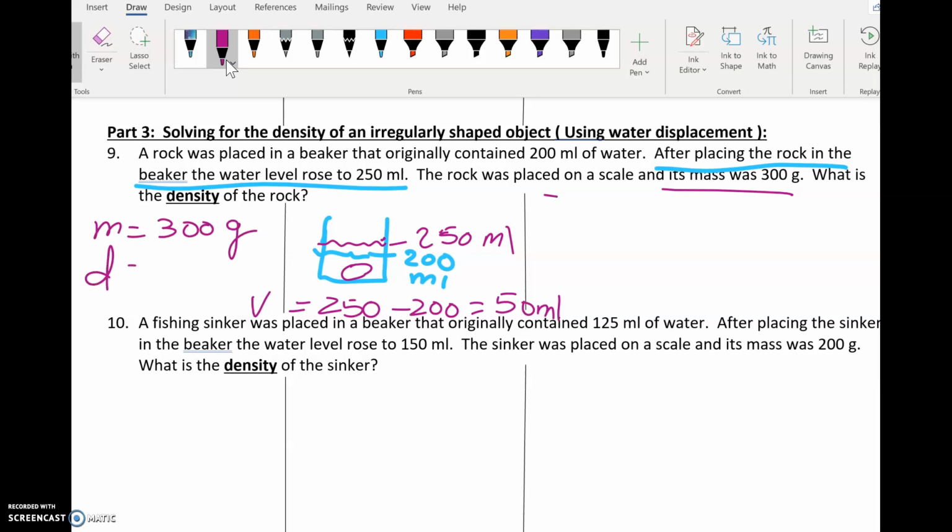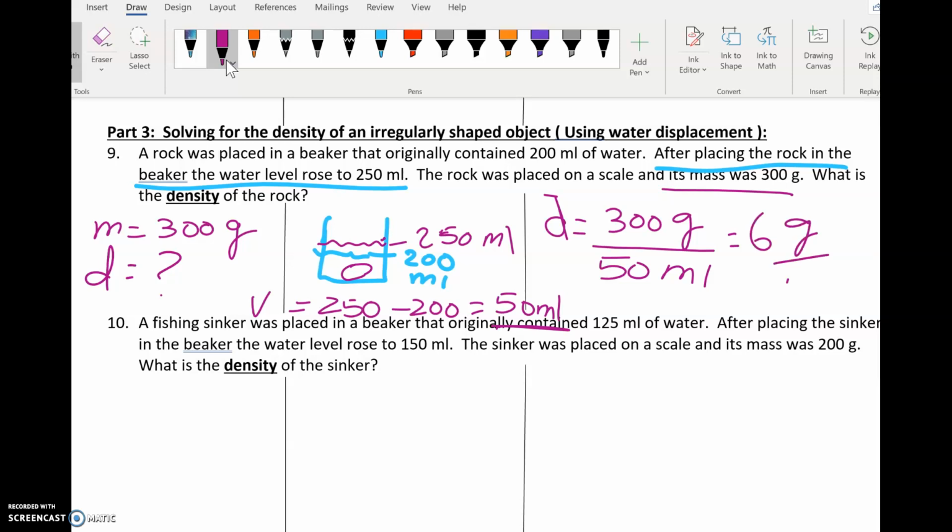Once again, you have to calculate the density. Okay, so the density is going to be mass, which is 300 grams, divided by the volume that we just calculated, 50 mils. All right, this is how you're doing it. Please rewind this if you did not understand how to do this. Okay, so you're going to do 300 divided by 50, and you get 6 grams per mil.